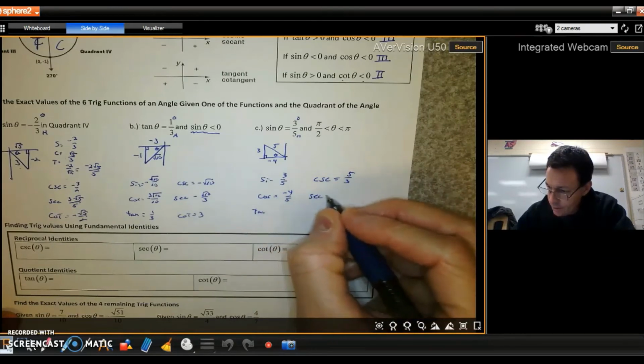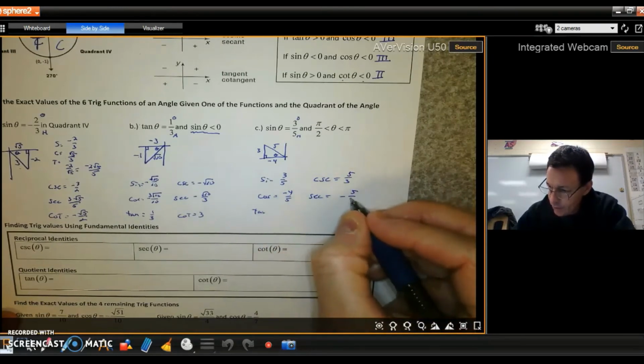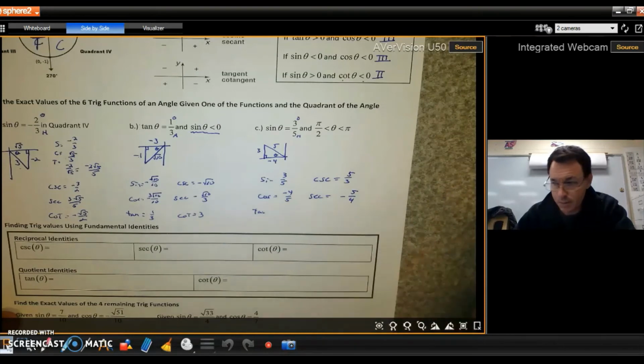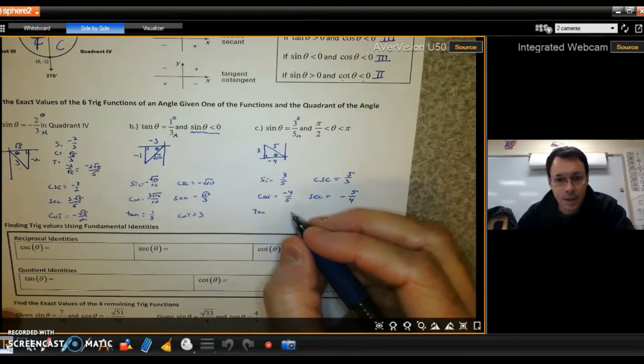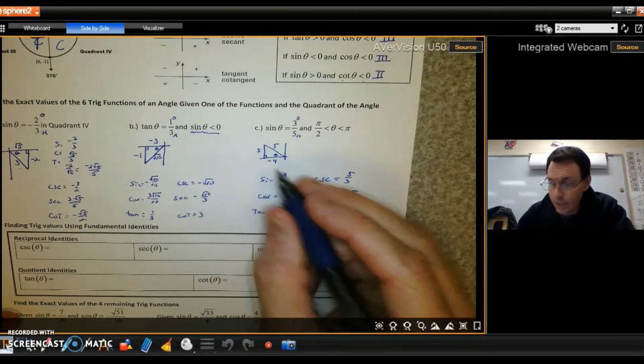So the secant would be negative 5/4. I know I'm doing this in a little different order than normal. I'm just going back and forth. Maybe you find that easier. Okay, tangent would be 3 over negative 4.